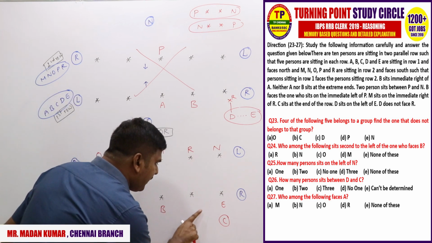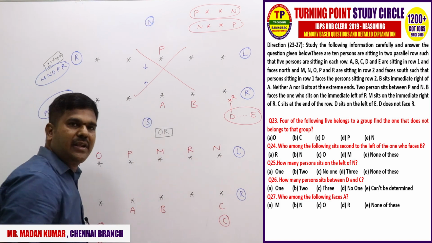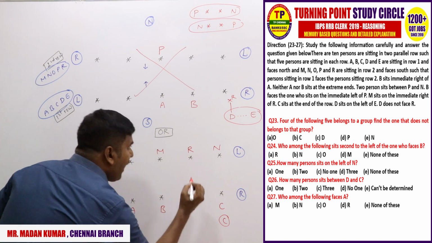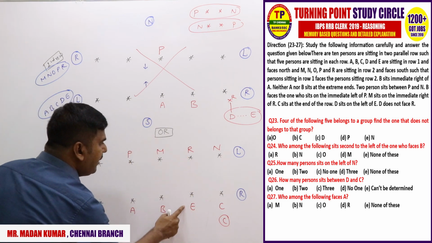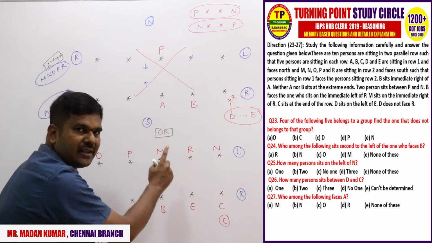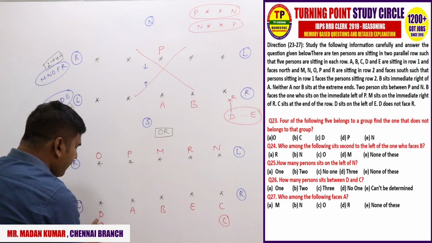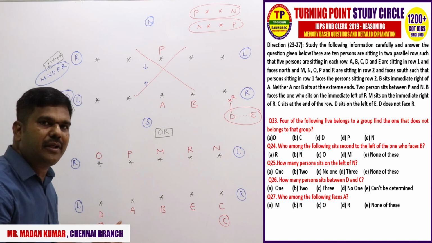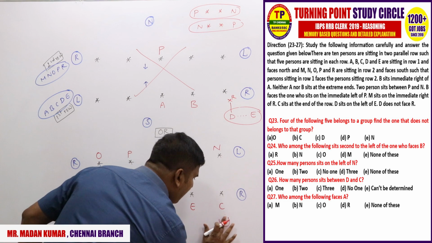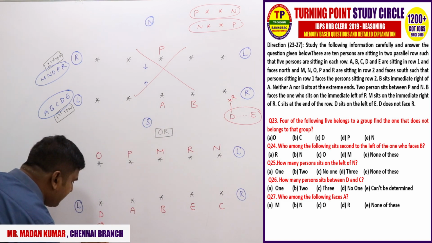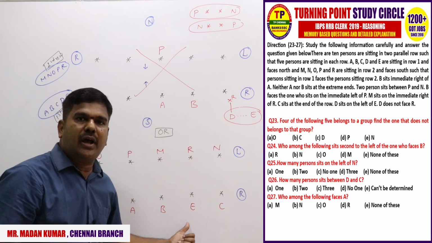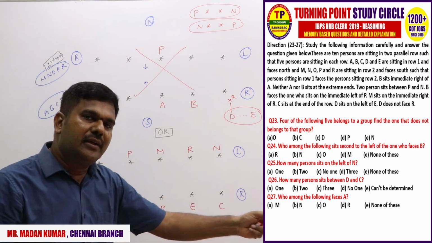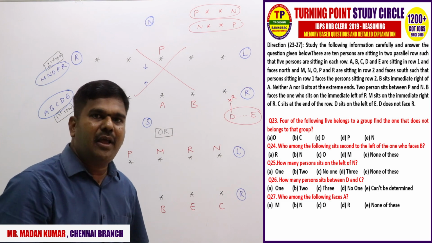Now eliminate this one, and just keep C here. D must be on the left of E, so E will be here and D will be here, because D should not face R. It is clearly given that E is on the right of D, and it is not given to be immediate left. That is the reason this is the only possibility we are left with. So this C is ruled out, and you got a unique answer only. There is no other possibility. Hope everybody is clear with this. Now we will go ahead with the question and answer session based on this arrangement.